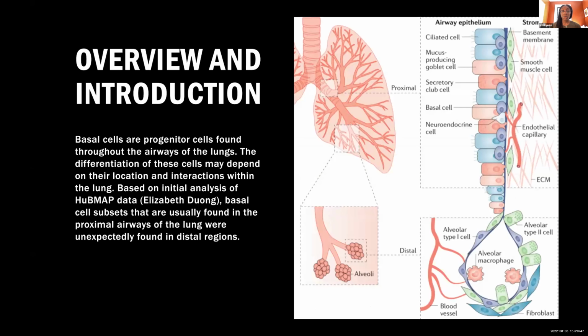So overall, the first thing we need to know is what basal cells are. Basal cells are progenitor cells found in the airways of the lungs. They differentiate into different cells based on the location and interactions within the lung. The initial analysis of the HuBMAP data done by Elizabeth Duong at the University of San Diego found that basal cell subsets that are usually found in the proximal airways of our lungs are being found in the distal regions unexpectedly.